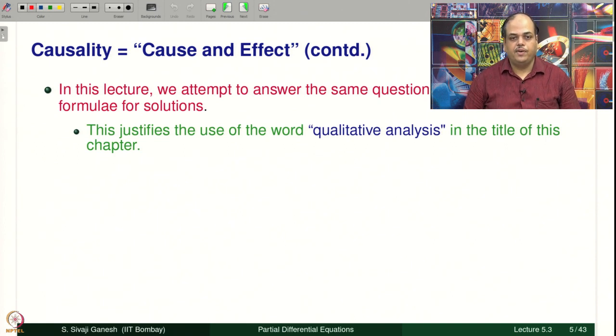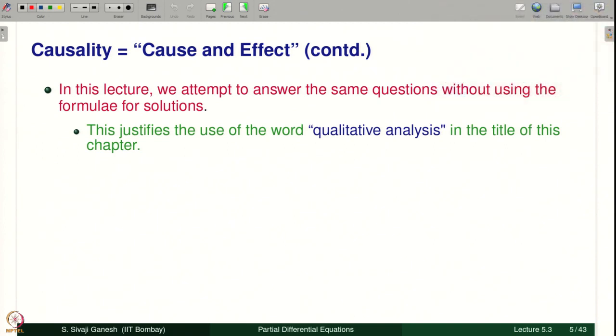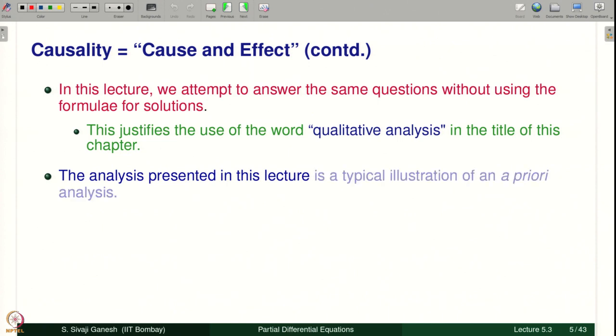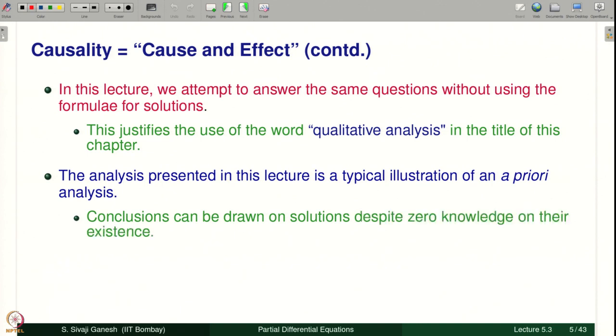This kind of justifies the use of the word qualitative analysis in the title of this chapter because we are not using any quantitative formula for the solutions. The analysis presented in this lecture is a typical illustration of an a priori analysis. A priori means done before. Conclusions can be drawn on solutions despite zero knowledge of their existence. We may not even know whether a solution exists or not, still we can conclude certain things about the solution, of course, if it exists, which we don't know.